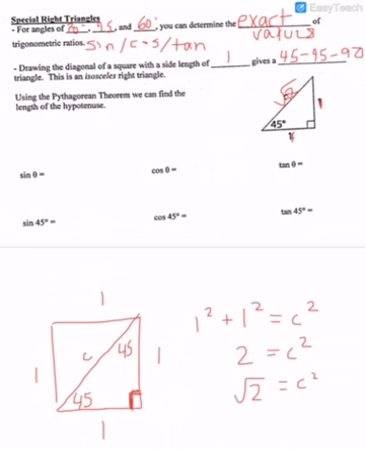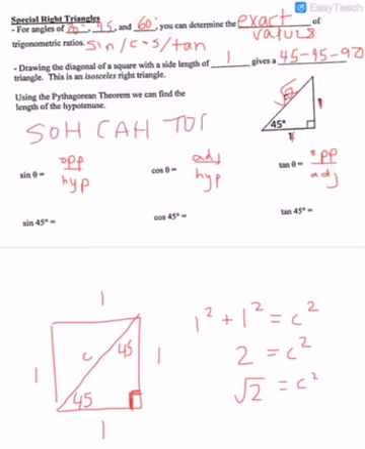Now, since this is a right triangle, we could find sine, cos, and tan. We know that sine is opposite over hypotenuse. We know that cos is adjacent over hypotenuse. And we know that tan is opposite over adjacent. Just SOHCAHTOA from grade 10. So now let's find sine 45 degrees.